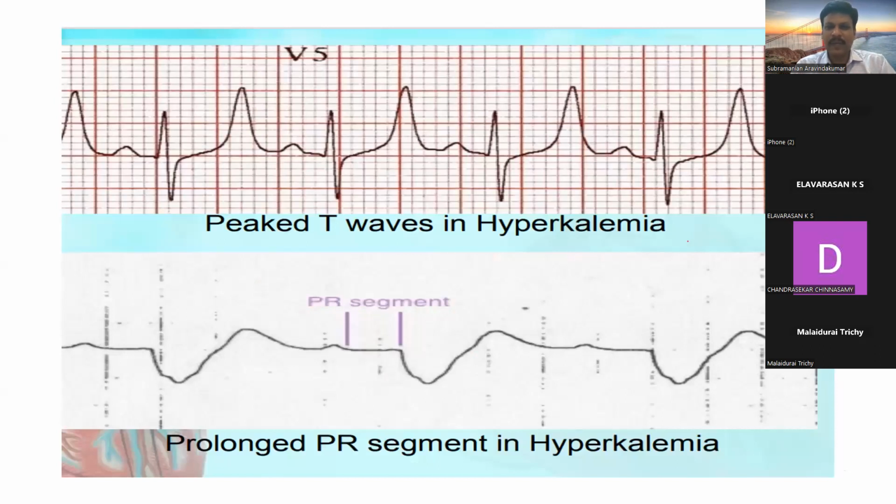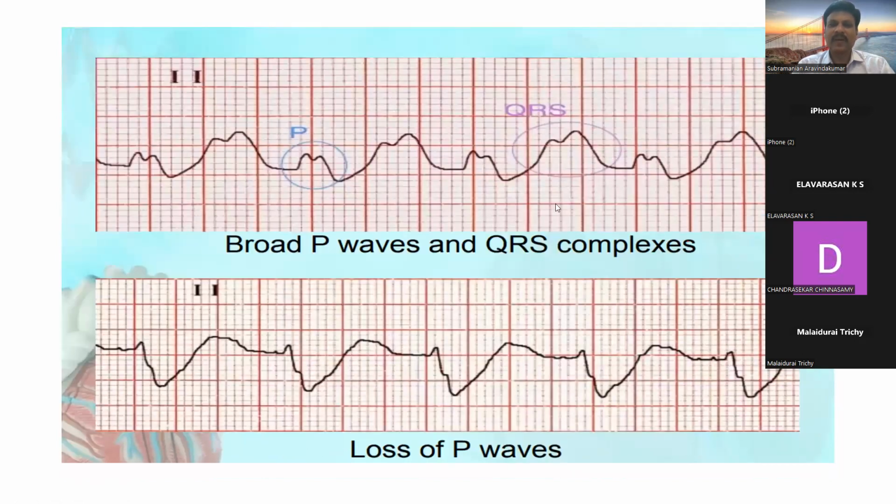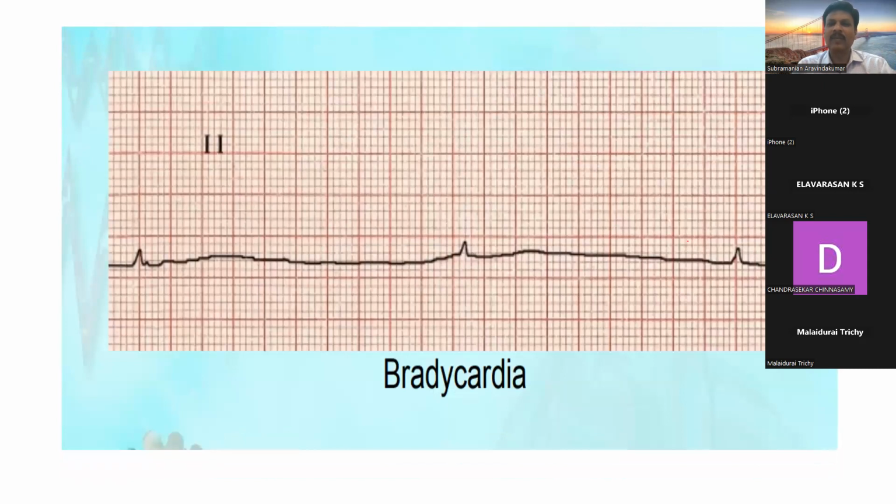See here, peaked T waves in hyperkalemia. It is a narrow base, tall T, taller than the preceding R wave, peaked, tented T waves. Once it is there, you can see that potassium starts increasing to more than 7.5 or so. Slowly the P wave is widened, shortened and disappears. The QRS complex widens and slowly merges with the T wave. The P wave is lost gradually, and you ultimately will have a straight line.